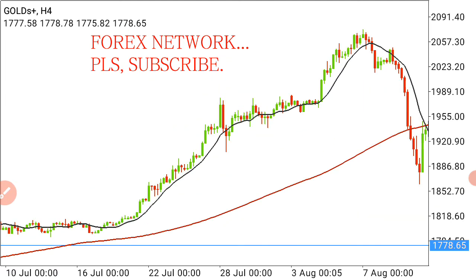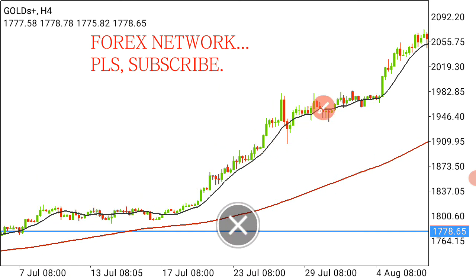So you can see now the black one is a bit closer to the price, while the 110 is a bit lower, below the price. That means the 10 is faster to the price, while the 110 is slow in reacting to changes in price momentum. So if you want to use the moving average as a trend detector, you use the higher moving average.